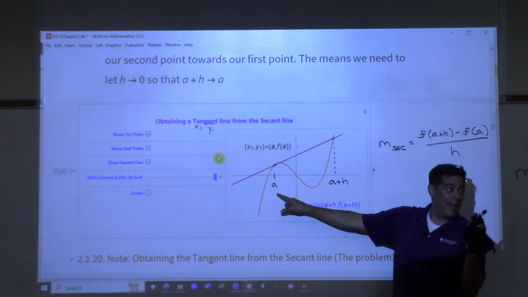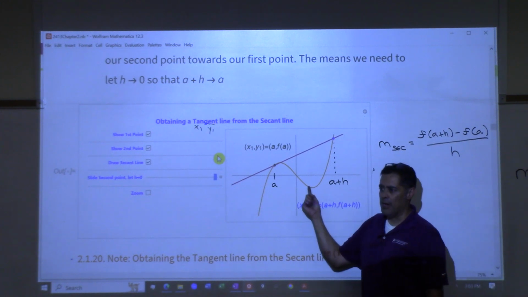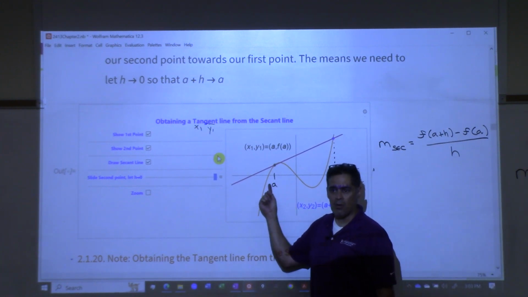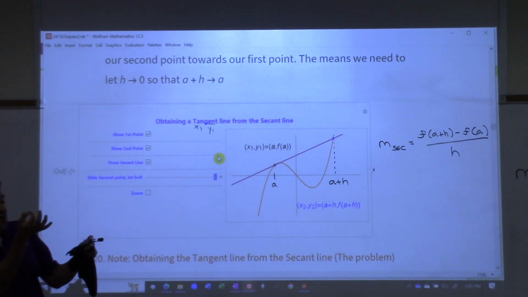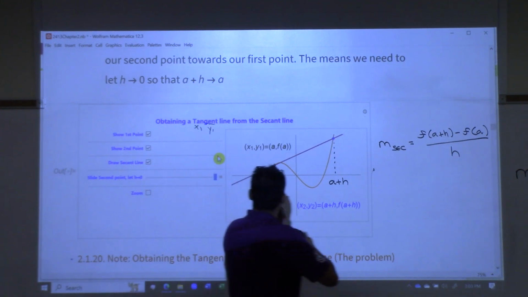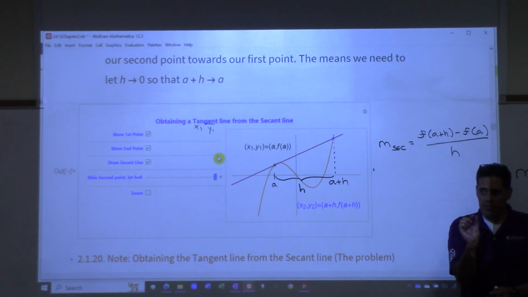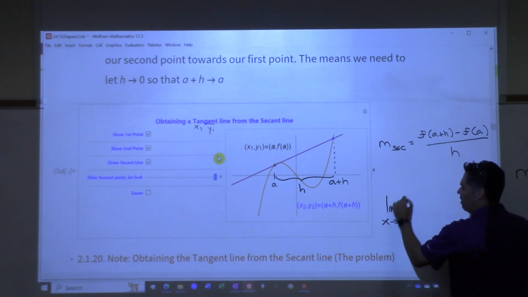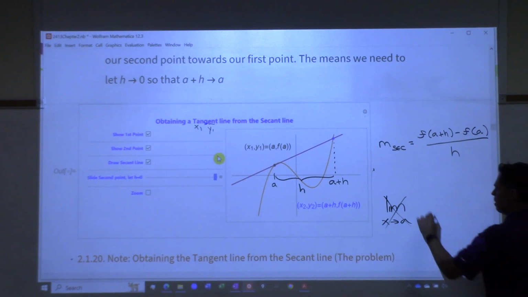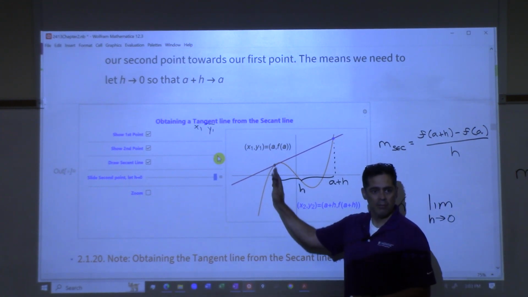Subtract H. How about making H smaller? What would happen if I made H smaller? It would start sliding over here, right? Smaller H, smaller H, smaller H. In fact, I'd like H to go to what? A plus H needs to go to A, but we need the value of H, which is the distance from here to here. We need that value of H to shrink down to nothing. So instead of our limit, remember our limit before we said limit X was going to A? We don't want that limit anymore. What we want is a limit where we just let that H shrink to nothing. If the H goes to nothing, then this point moves over to this point. Do you all follow that?